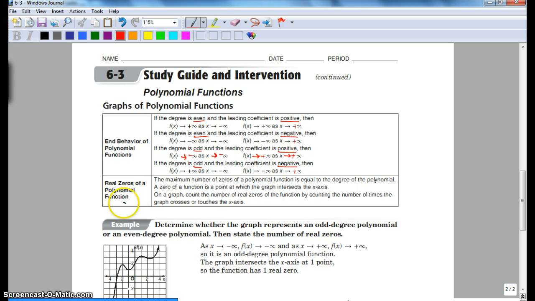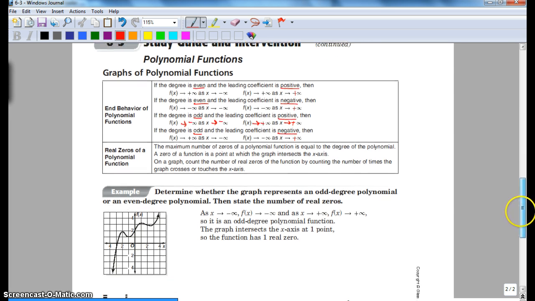The real zeros of a polynomial function. The maximum number of zeros of a polynomial function is equal to the degree of the polynomial. A zero of a function is a point at which the graph intersects the x-axis. On a graph, count the number of real zeros of the function by counting the number of times the graph crosses or touches the x-axis. And again, we're going to be taking a look at graphs where we can see the exact zeros.